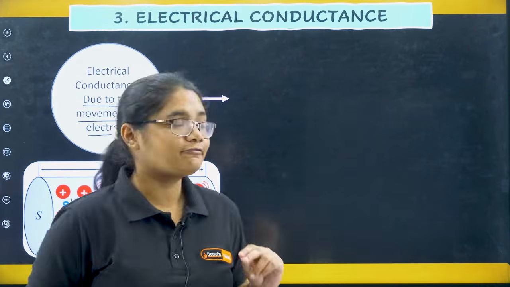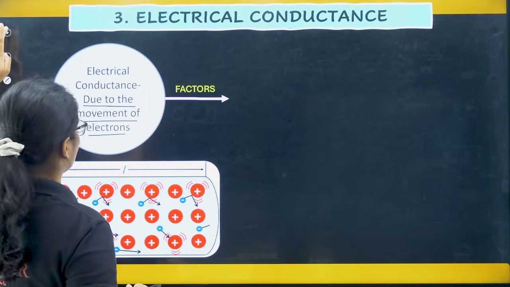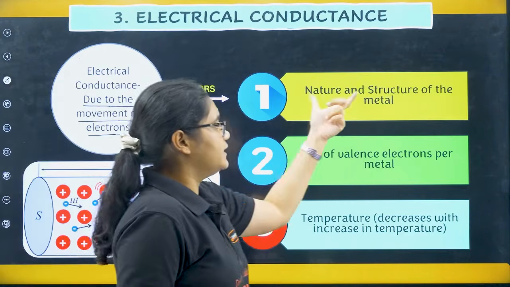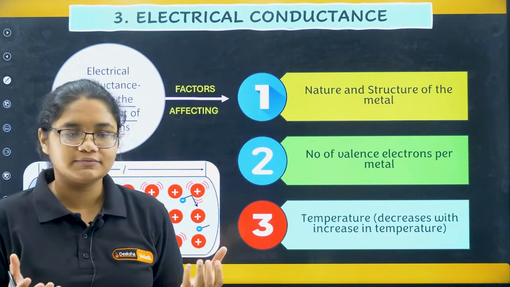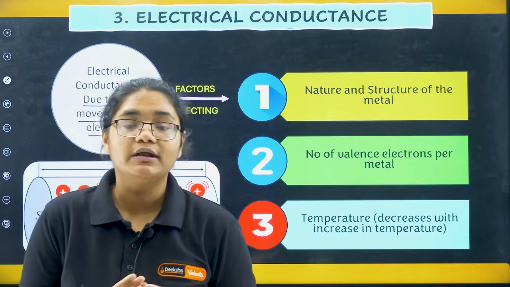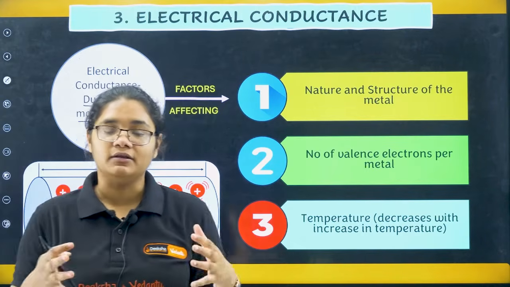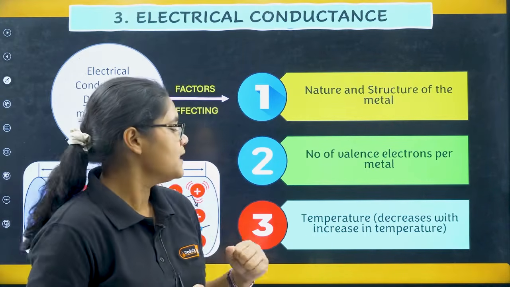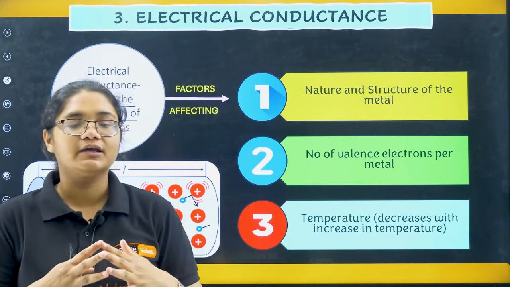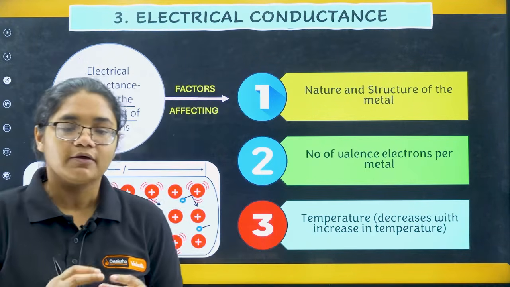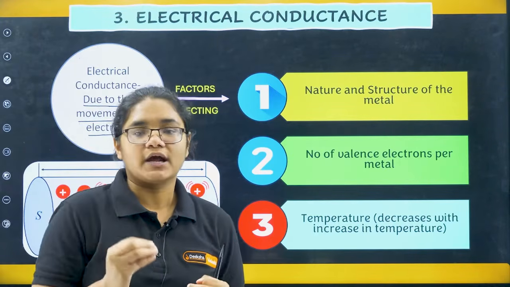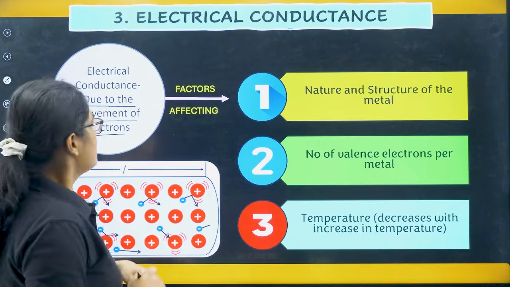So what are the factors affecting electrical conductance? We have three important factors. One is the nature and the structure of the metals. Next is the number of valence electrons per metal atom. If more valence electrons are there, the conductivity will be better. Next is temperature. When you increase the temperature, the electrical conductance decreases, because there is more collision and more resistance.